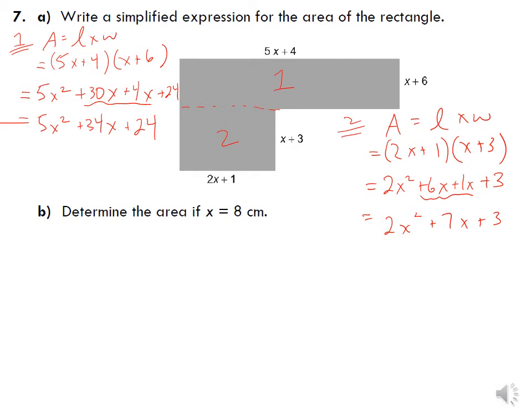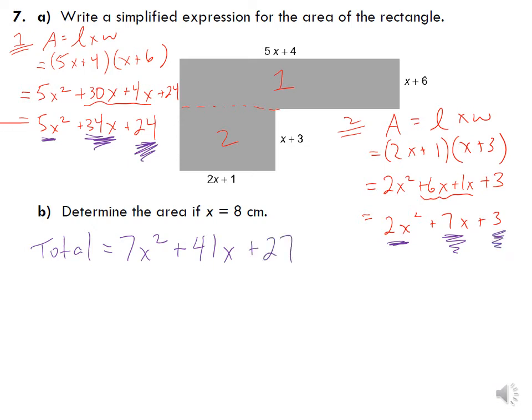So I'm going to do the total under B here. If I want the total area, I just have to add all those things together. Like terms: I've got a 5x squared here and 2x squared here, that gives me 7x squared. Then I've got a 34x here and a 7x here. If I add those together, I get 41x. And then I've got 24 and 3. If I add those together, it gives me 27. So there's my total area.